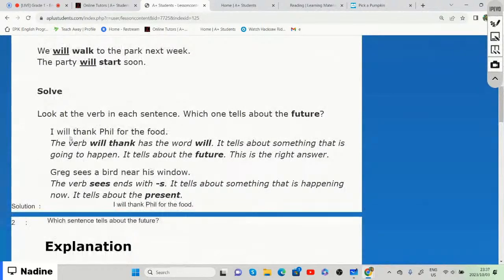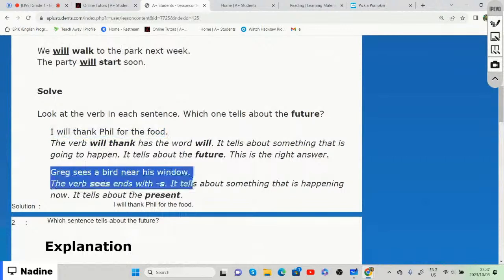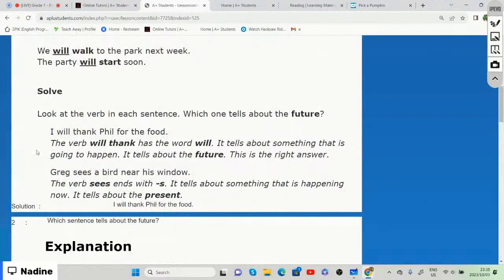And if we look at these sentences, I will thank Phil for the food, or Greg sees a bird near his window. We need to say which one of these two sentences is the future. It's telling us about something that will happen.